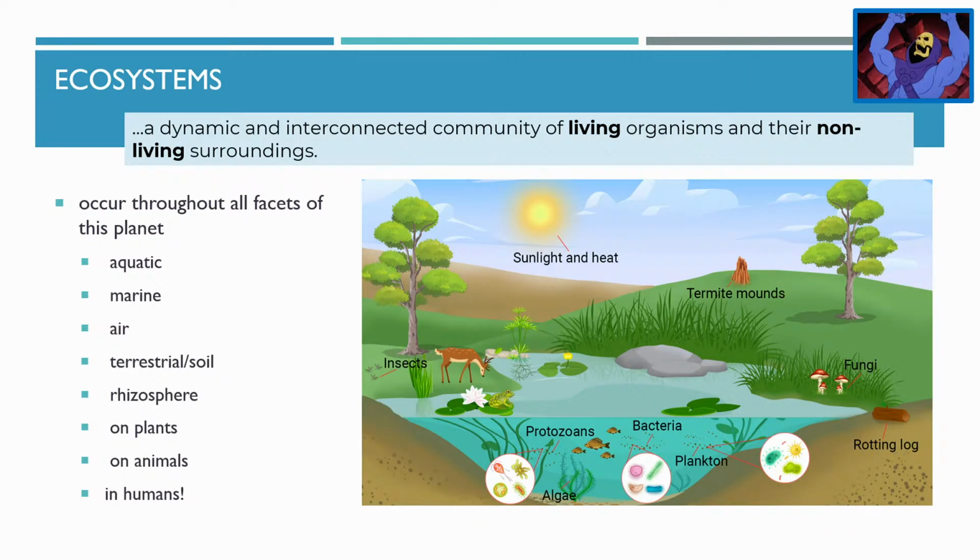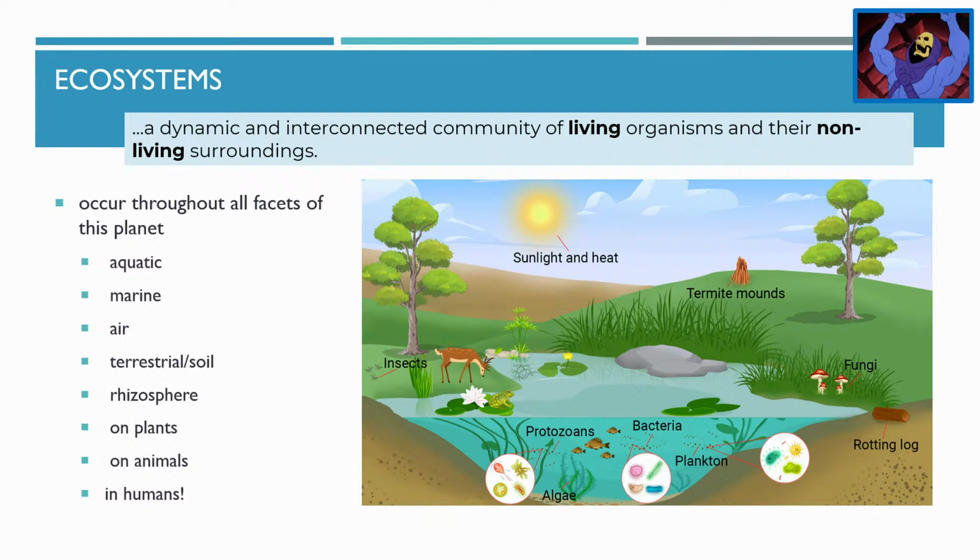Okay, so we've been throwing around a lot of these terms on microbial ecology. Well, what's an ecosystem? It's a dynamic and interconnected community of living organisms and their non-living or abiotic surroundings. So an ecosystem consists of everything that's living and then all of the abiotic factors that can influence those living things as well. Here's a nice picture of an ecosystem.